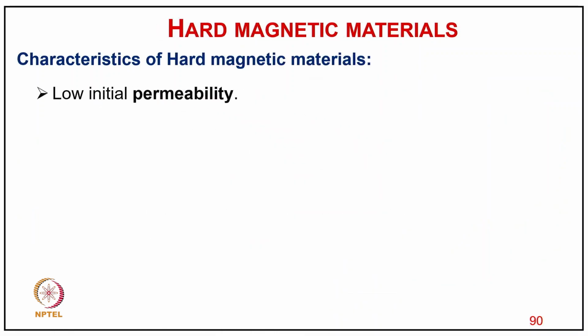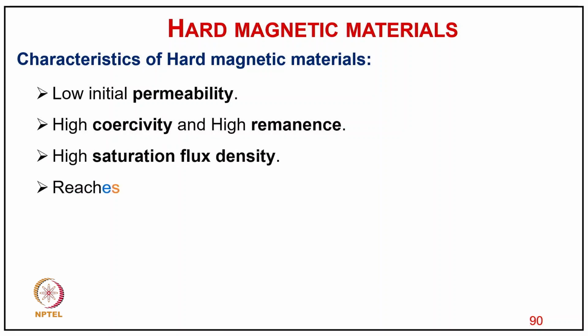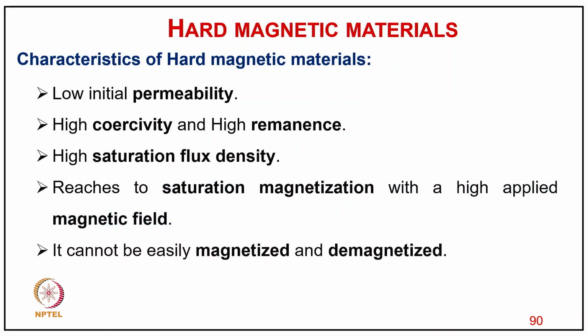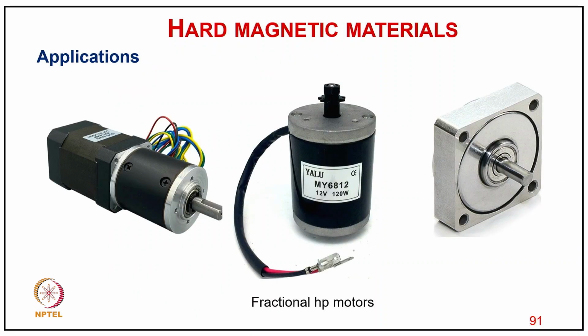So we have the characteristics of hard magnetic material: a low initial permeability, high coercivity and high remanence, and the size of the BH curve is also large, with high saturation flux density, and it reaches saturation magnetization only with a high applied magnetic field, and it cannot be easily magnetized or demagnetized. So it has a high hysteresis loss. So we call it hard, or it means it consists of a large area of the hysteresis loop, and it is normally used as a permanent magnet in most of the applications.